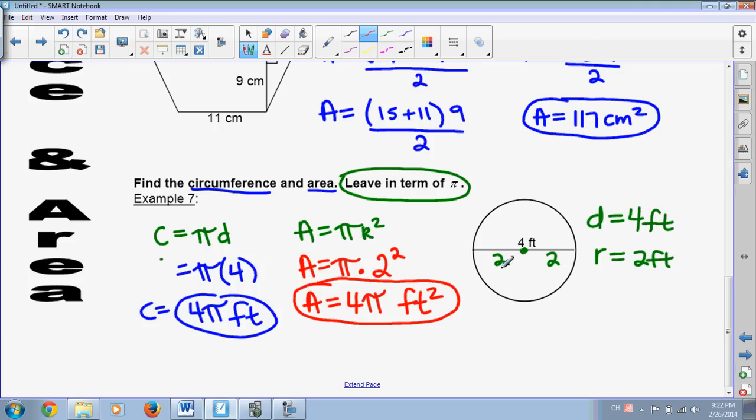Okay, the remaining problems that are left on your foldable are on the back of the foldable, examples 8 through 12, and we will be doing these problems tomorrow when you come to class. See you guys then.